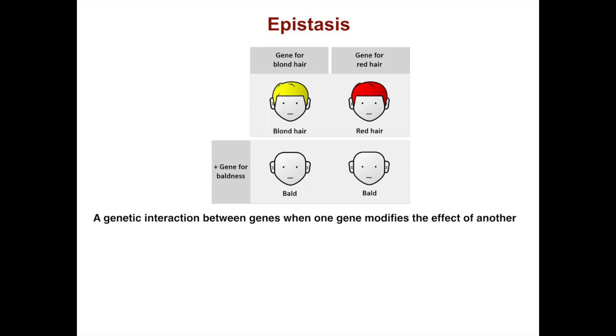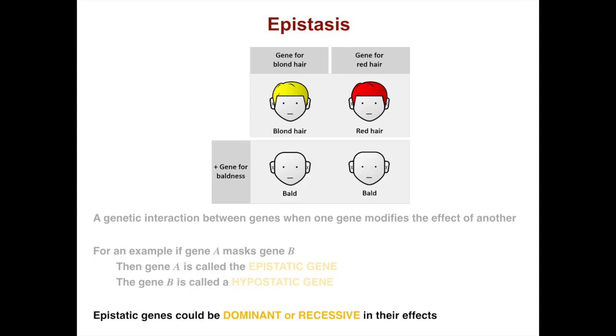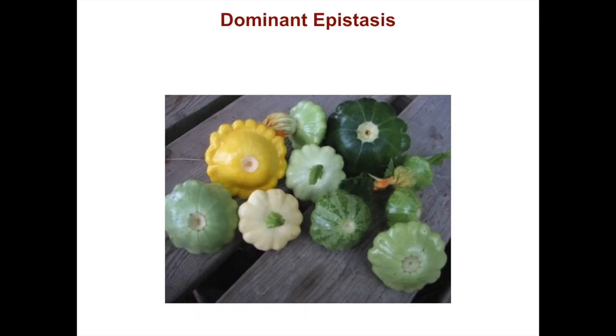So epistasis is a genetic interaction between genes when one gene modifies the effect of another. For example, if gene A masks gene B, then gene A is called the epistatic gene, and gene B is called a hypostatic gene. Epistatic genes could be dominant or recessive in their effects. And now I'm going to go through these in a little more detail.